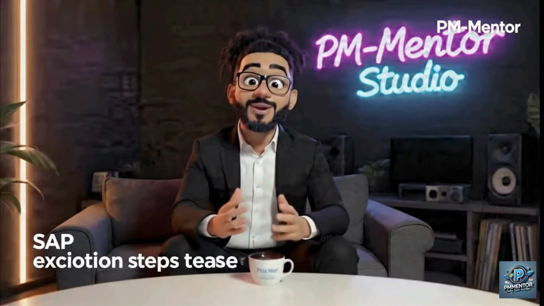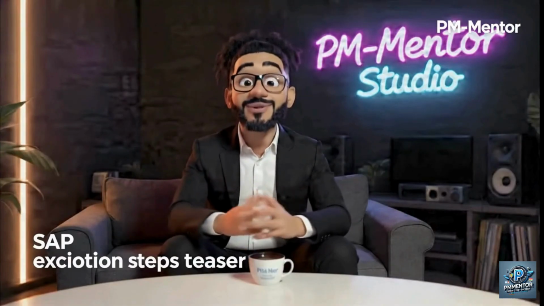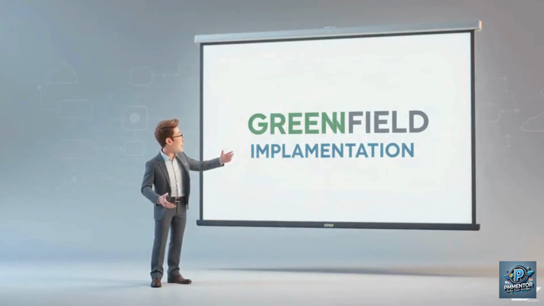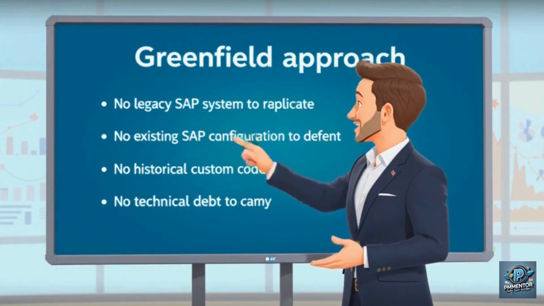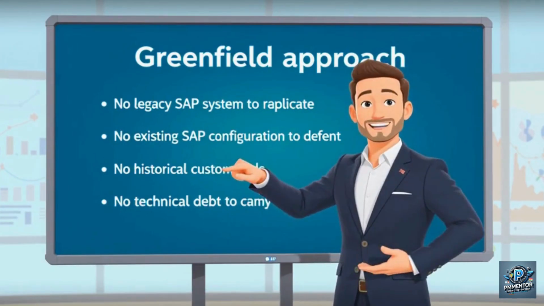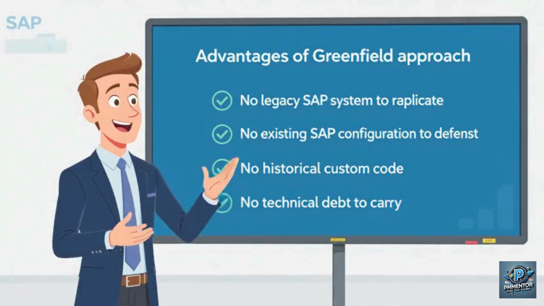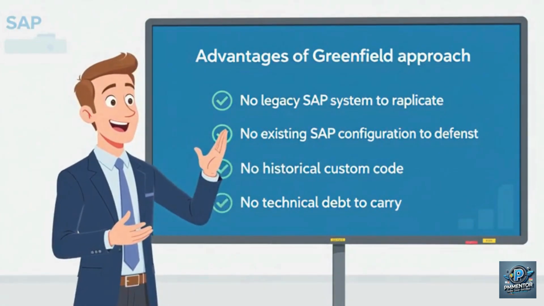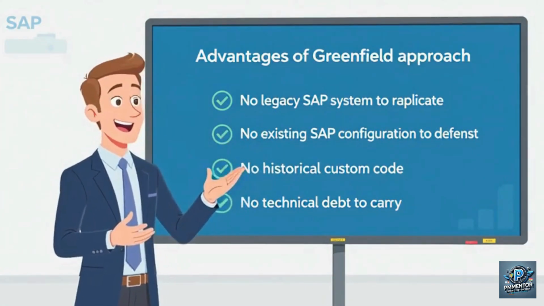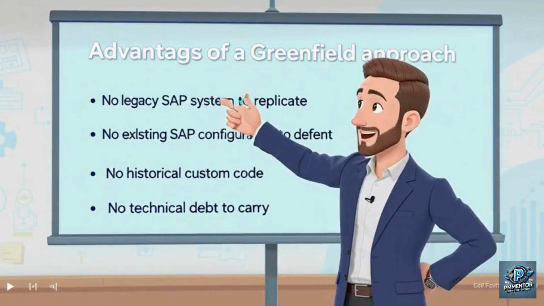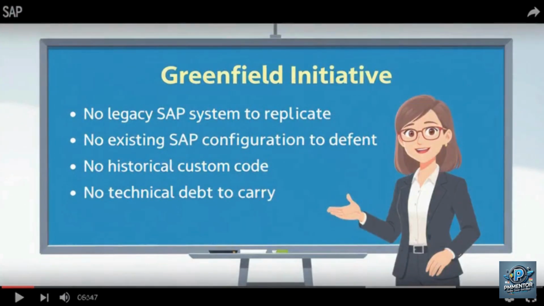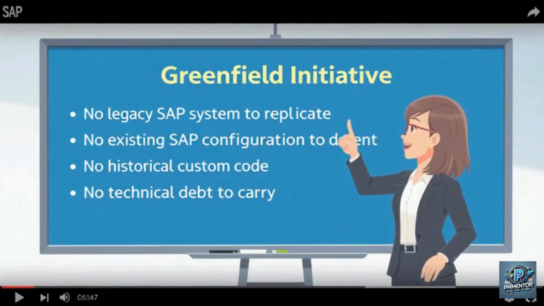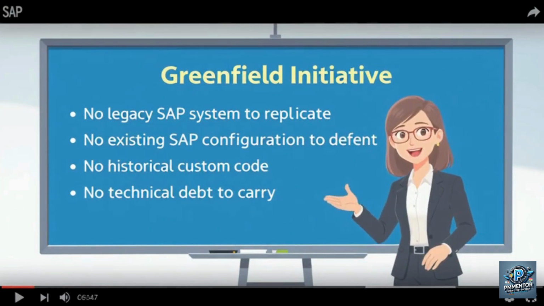First, let's align on one very important thing. In a Greenfield implementation, you are starting with a completely blank slate. There is no legacy SAP system to replicate, no existing SAP configurations to defend, no historical custom code forcing your decisions, no technical debt that you are obliged to carry forward. On paper, this looks like the perfect scenario, but in reality, this is also where maximum risk exists.